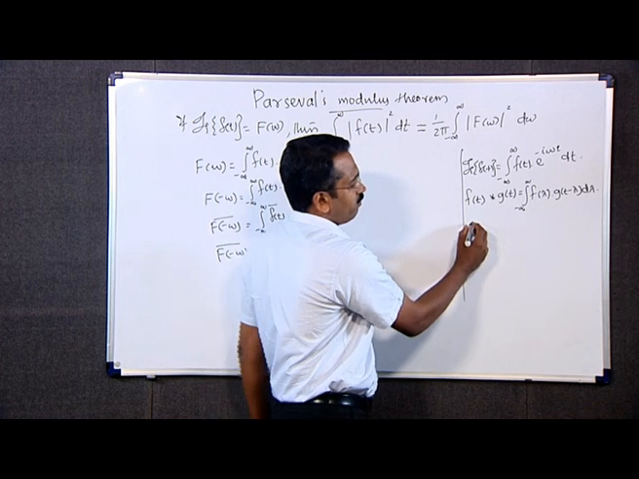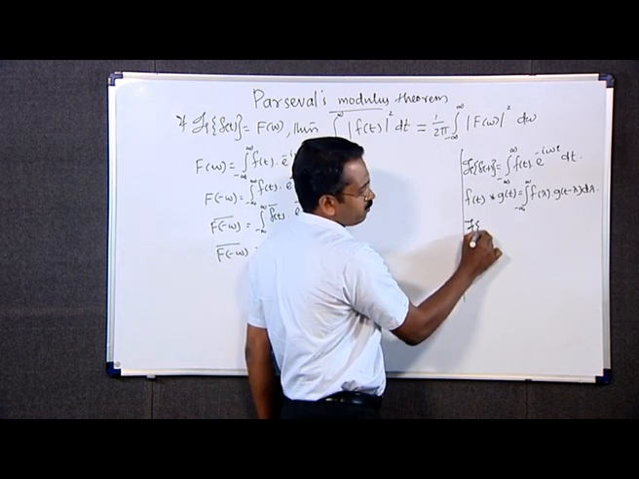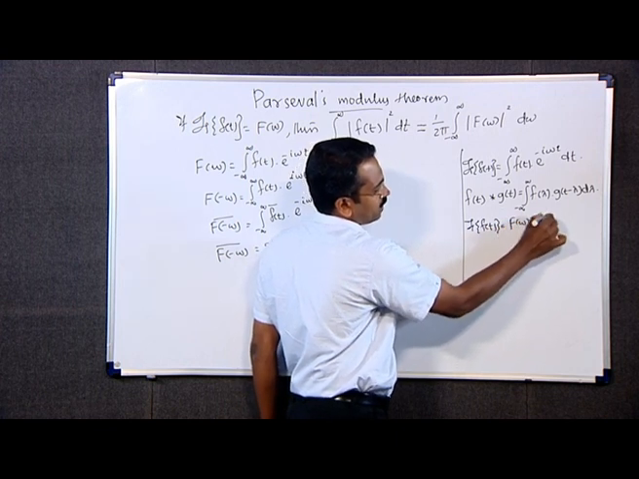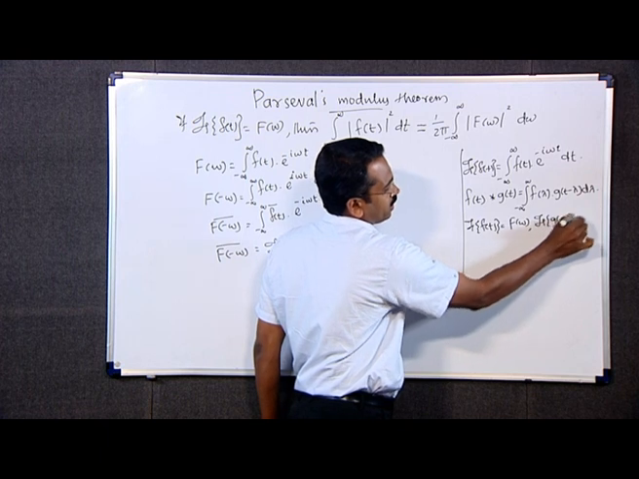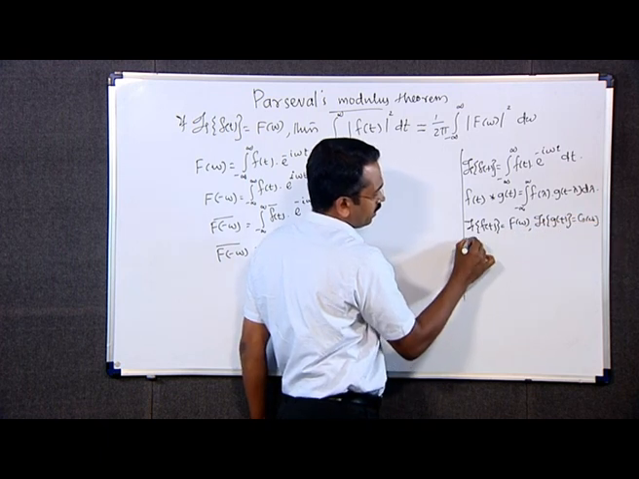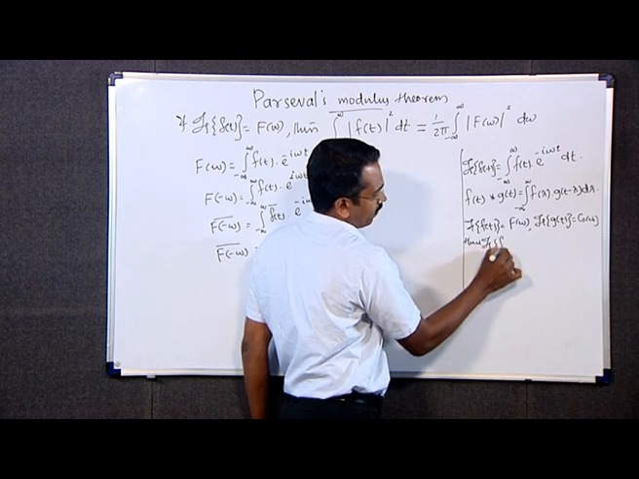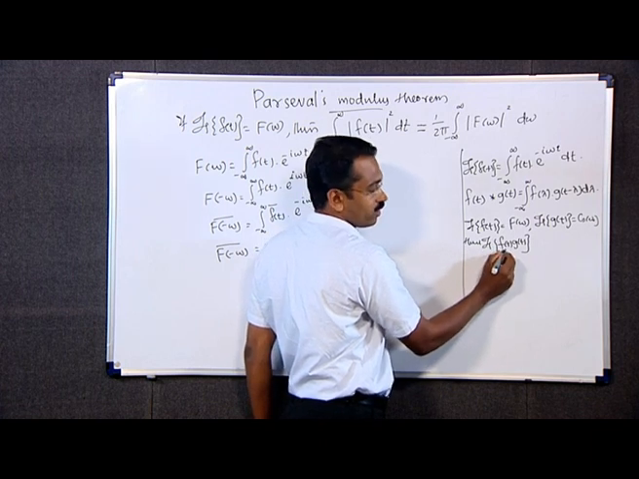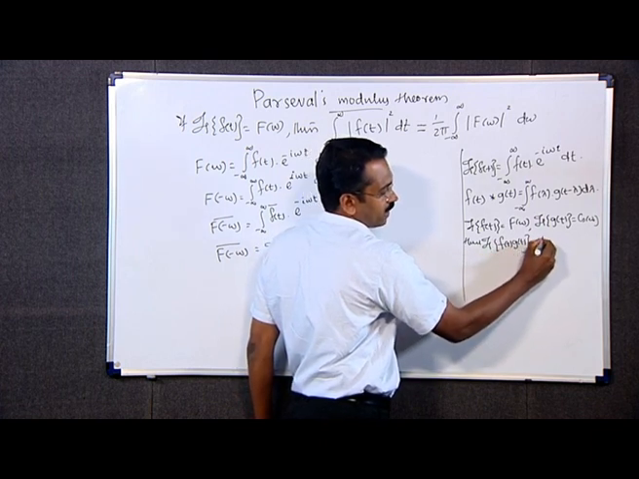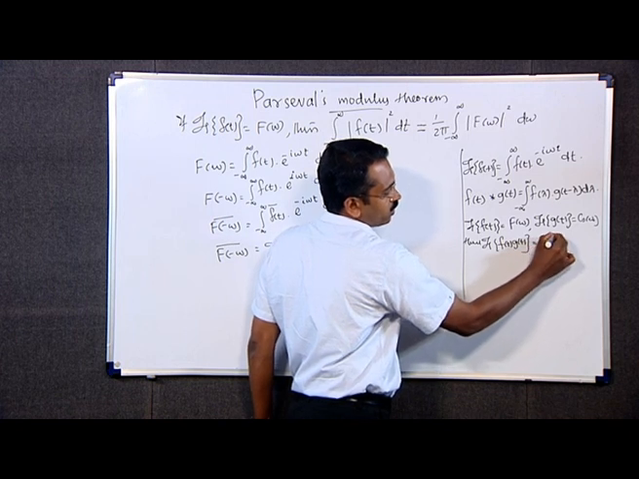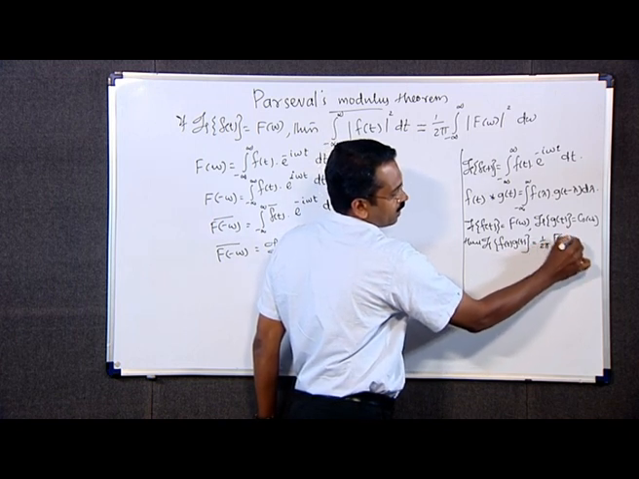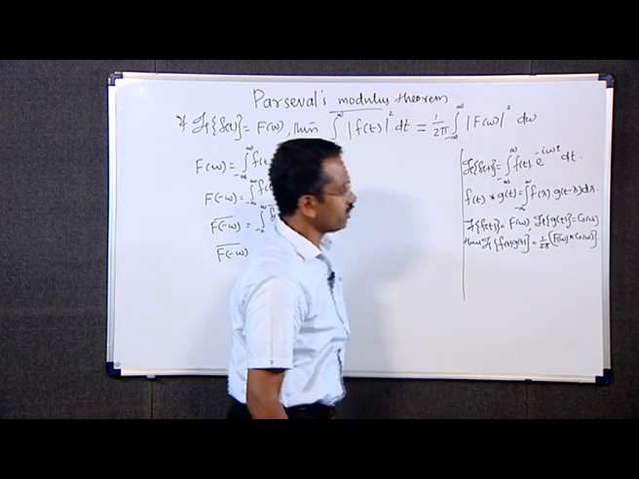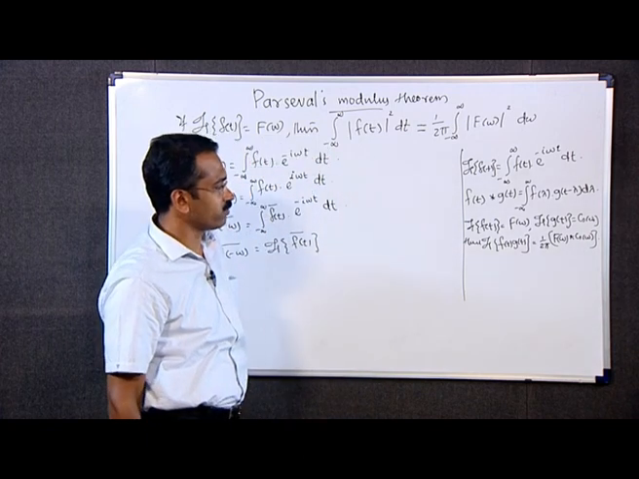Now, we know if the Fourier transform of f(t) is equal to F(omega) and the Fourier transform of g(t) equals G(omega), then the Fourier transform of the product f(t) into g(t) is given by 1 by 2 pi into F(omega) convolution G(omega). This is the frequency convolution property of Fourier transforms.